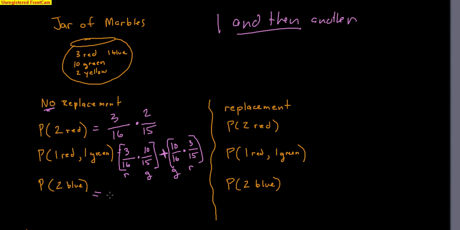2 blue. Okay, so the first time I need to reach in and get a blue, there's 1 blue marble out of 16. And then I did not put it back, so now there's 0 out of 15 blue ones. So basically the probability of getting 2 blues becomes 0. It can't happen. There's only 1 blue in there.